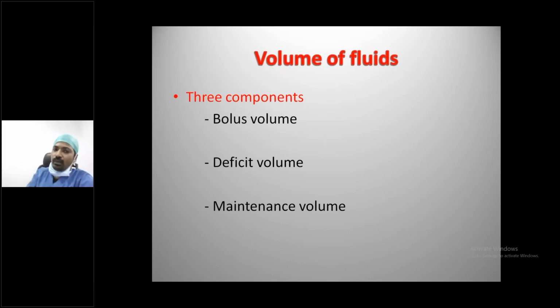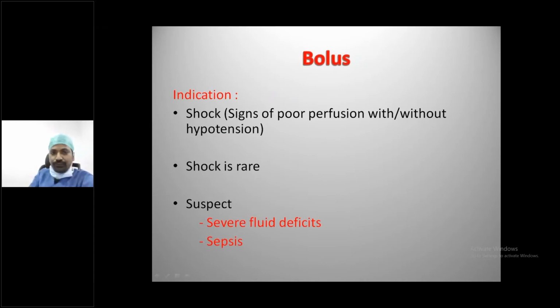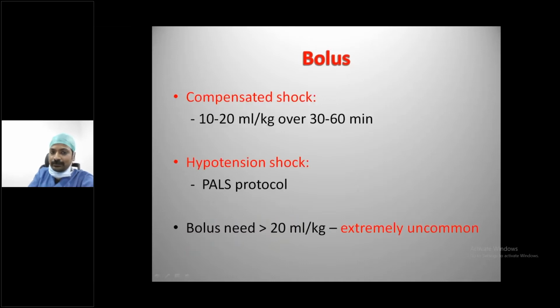Then coming to the first, the bolus: the indication of a bolus in DKA is the presence of hemodynamic instability. If you see signs of poor perfusion with or without hypotension, that is the indication to start a bolus. Remember, shock is very rare in the setting of DKA. If a child has hemodynamic instability with DKA, then suspect severe fluid deficits and underlying sepsis.